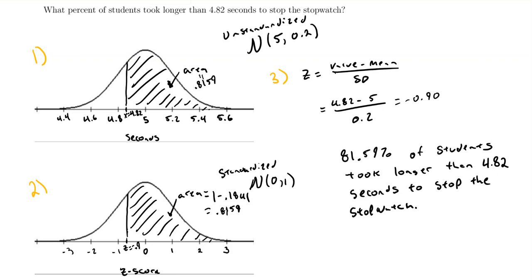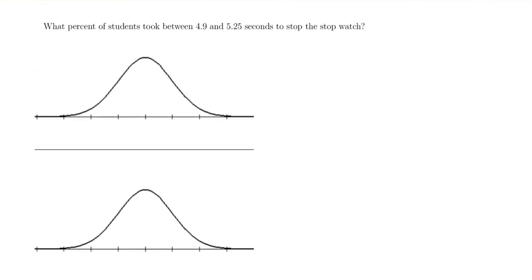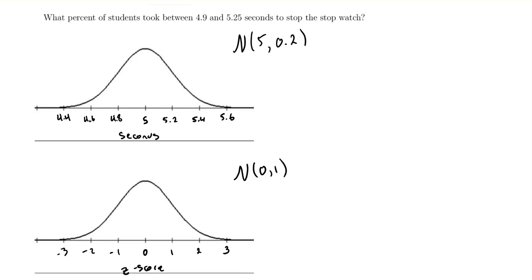So similar type problem here. We could up the ante a little more. Maybe you're interested in answering a question between two values. Still doesn't matter. We have the same process. We want to label our two pictures, so our unstandardized and our standardized picture. Then we've got to mark up the different locations we want. So we want the percent of students that took between 4.9 and 5.25 seconds. So I've marked up my two places on my graph, and I want to find the area between these values.